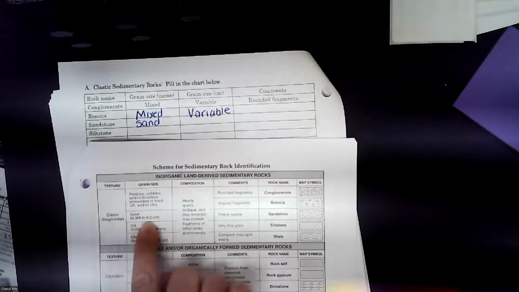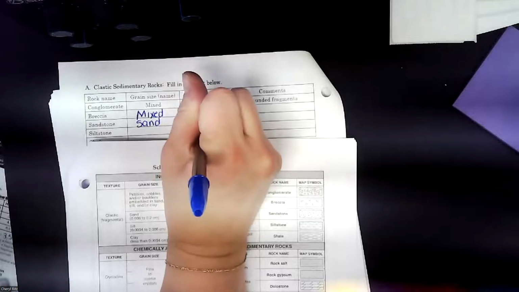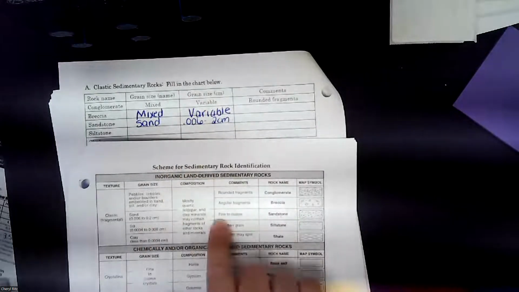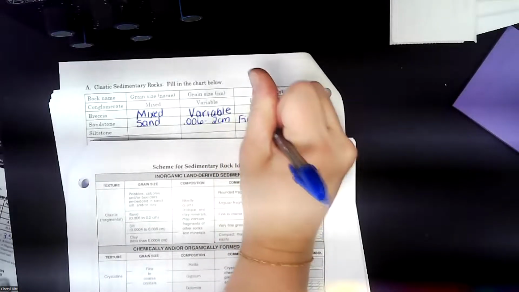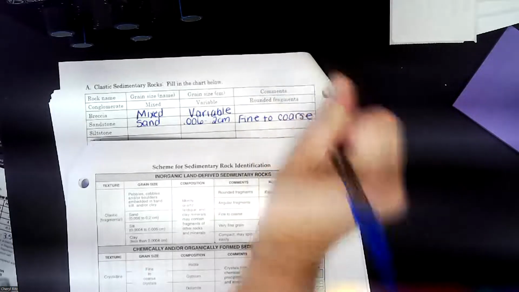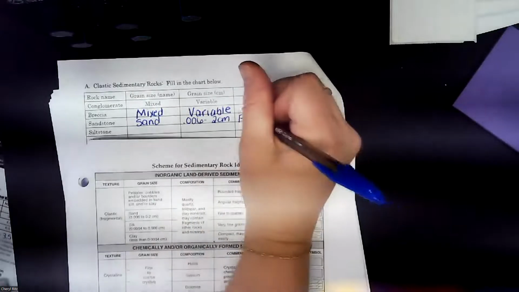And then it's got the size of the sediments underneath it. So 0.006 to 0.2 centimeters. And the comments for sandstone are just fine to coarse. Sorry about that, got in a hurry. And I guess we skipped breccia. The comments were angular fragments.